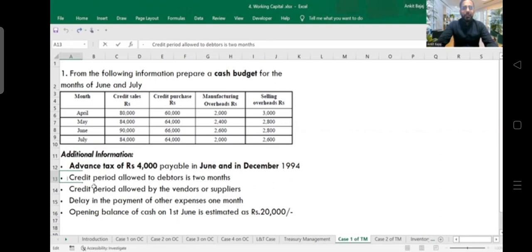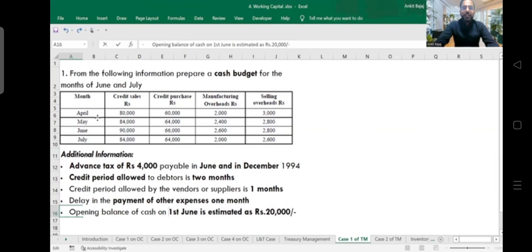Credit period allowed to debtors is of 2 months. After that, credit period allowed by vendor or supplier. Here, period is missing, so I will write it down as 1 month. Note down this data: credit period allowed by supplier is of 1 month. Then delay in payment of other expenses is given here as 1 month. After that, opening balance of cash on 1st June is estimated at 20,000 rupees. This is the opening balance.